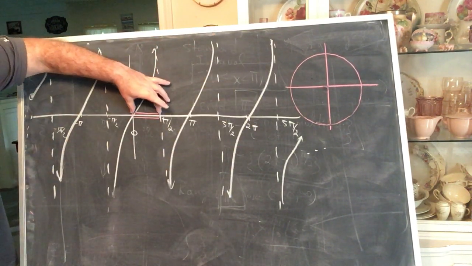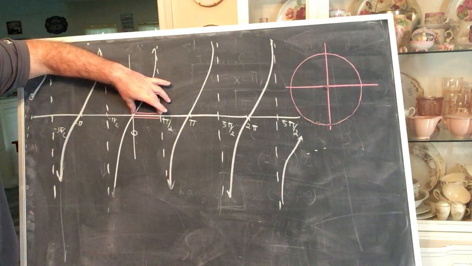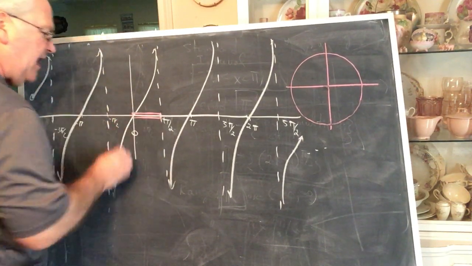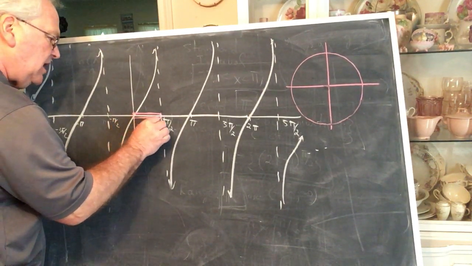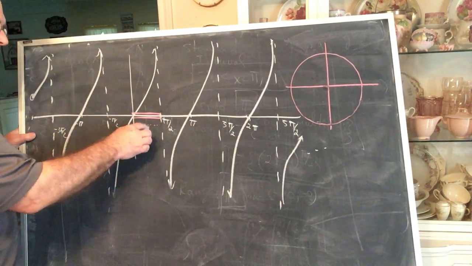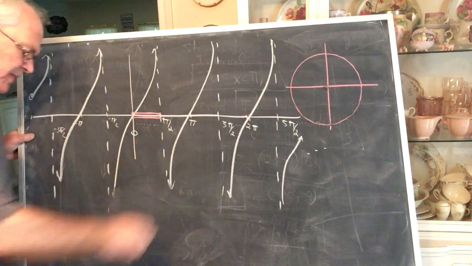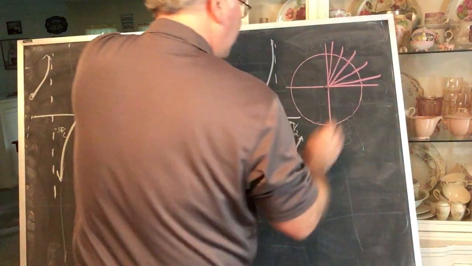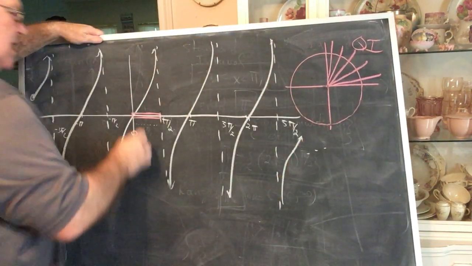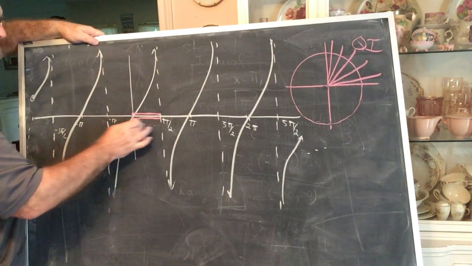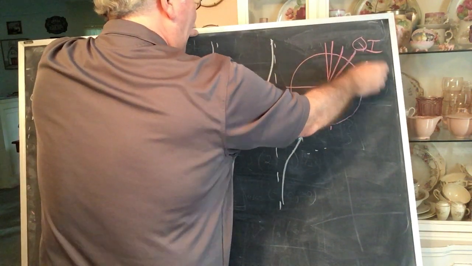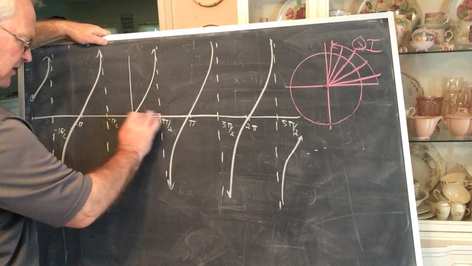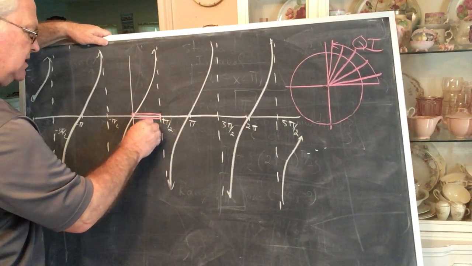Now, I want you to bear in mind, look at the interval from 0 to pi over 2. As we've talked about before with the sine and cosine graph, remember that these points on the x-axis between 0 and pi over 2, those x values in this picture correspond to these angles in this picture. The interval from 0 to pi over 2 in this picture corresponds to quadrant 1 angles in this picture.